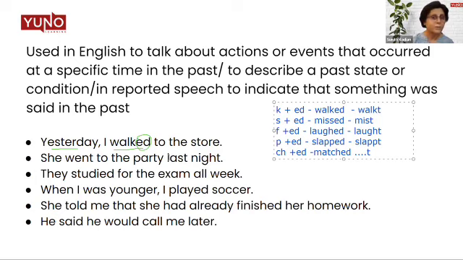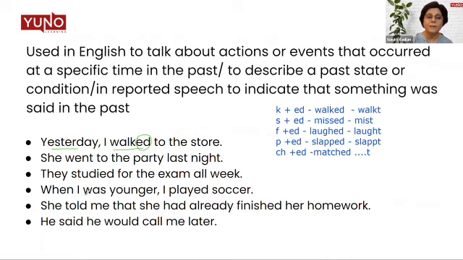So yesterday I walked to the store. She went to the party last week. So went, go, but then it is went. So for yesterday, it is went. Instead of study, studied. They studied for the exam all week. So again, we are talking about something that happened in the past.